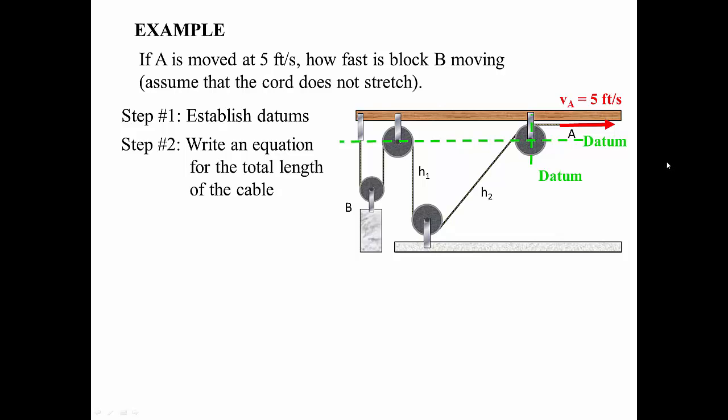Once we have our datums, we can write an equation for the total length of the cable. In this case, we'll have the length of A. We'll have H2, which is a constant length. We'll have H1, which is also constant. And then we have two lengths of B. So our total length equation becomes LT, length total, is equal to SA plus H1 plus H2 plus 2SB.